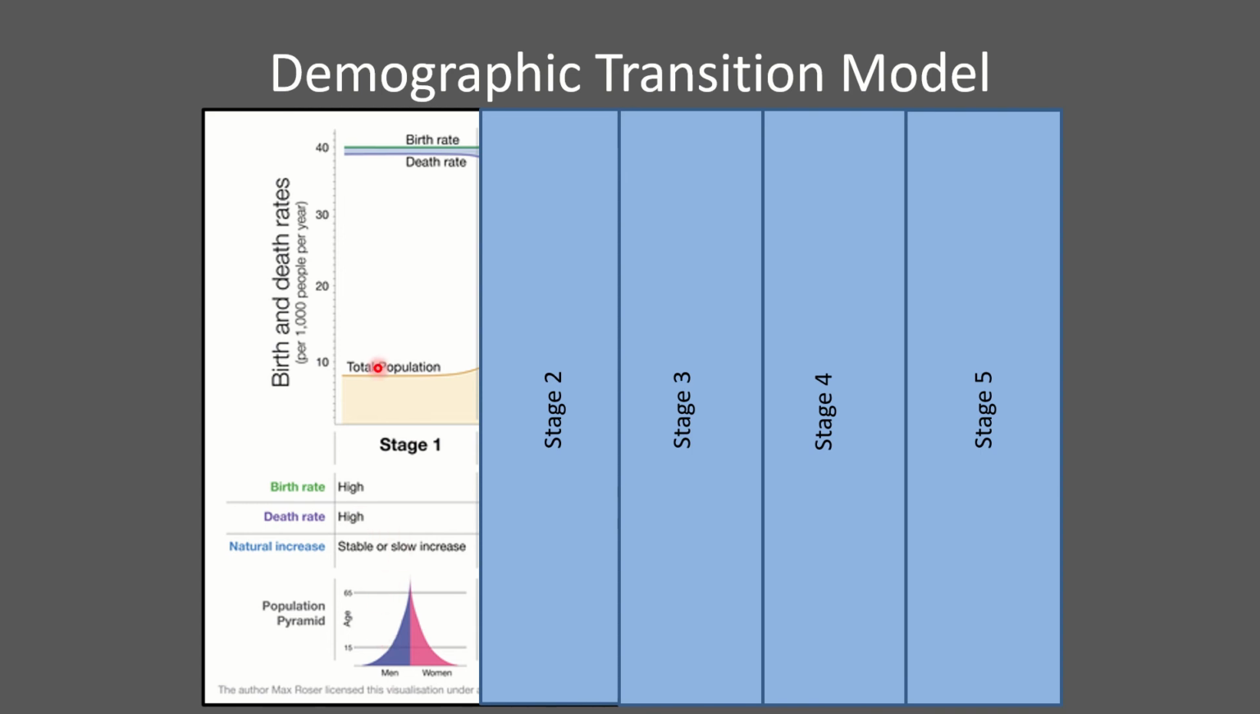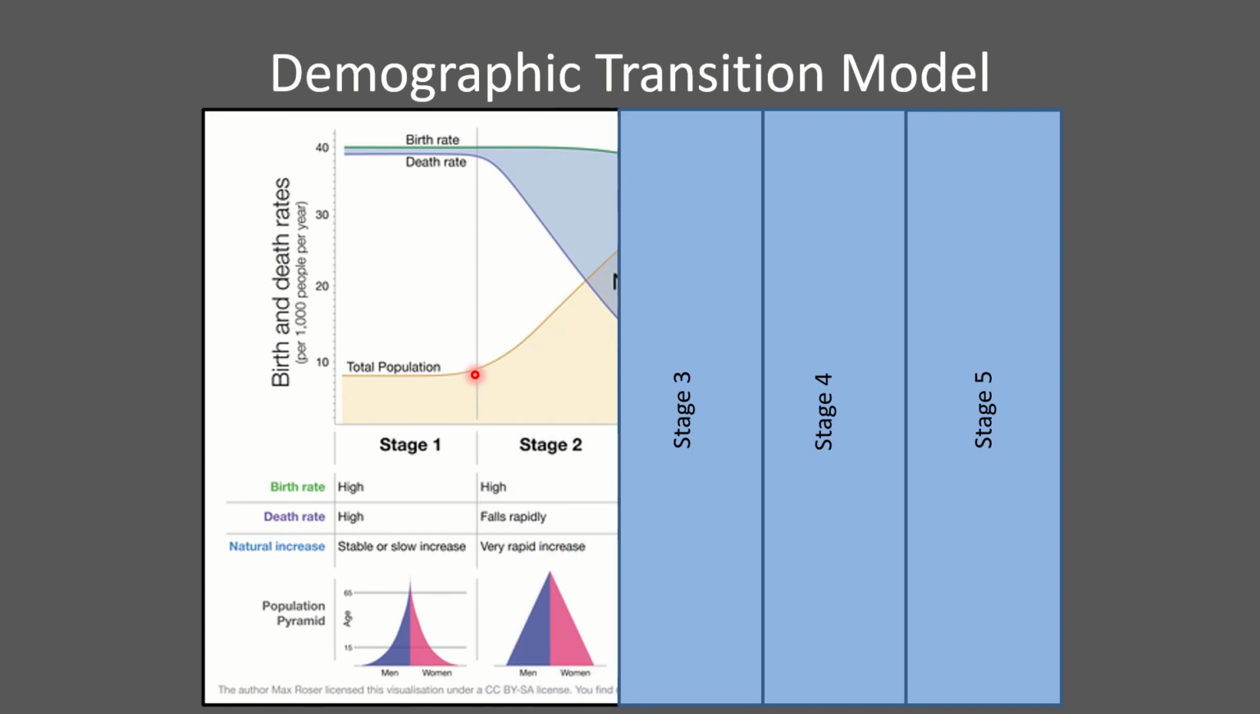Because the death rate is high, see, the death rate line up here is very high up the graph. And because the birth rate is high, see, the birth rate is very high up the side of the graph here. They cancel each other out. So what that means is even though lots and lots of babies are being born, lots and lots of people are also dying. So the total population doesn't really go anywhere. The total population remains very low and it doesn't grow. So they kind of cancel each other out.